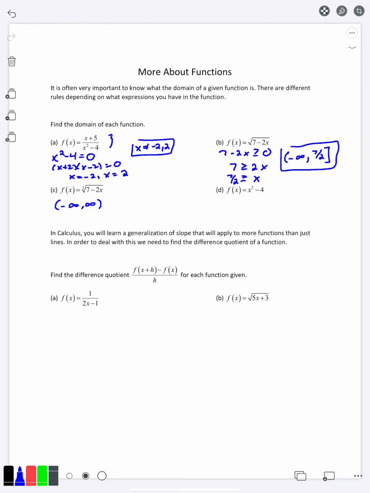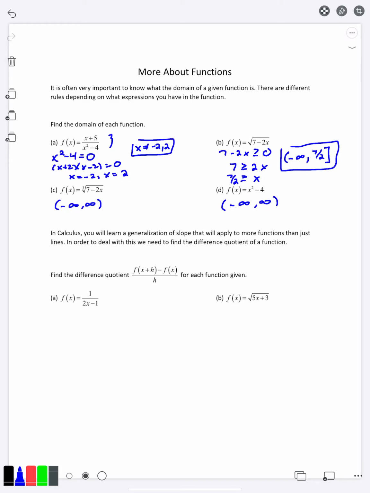Now the last one, part D here, that's x squared minus 4. That's just what's called a polynomial. There's no fractions, there's no square roots. And it turns out that if it's just a polynomial, it's also true that every number possible works. The domain is negative infinity, positive infinity.